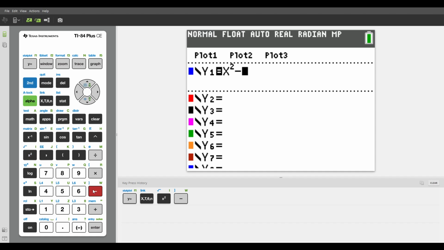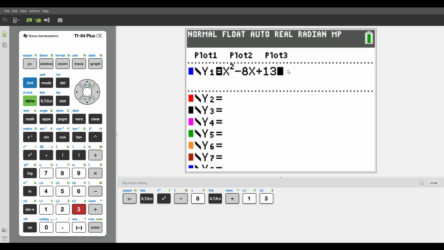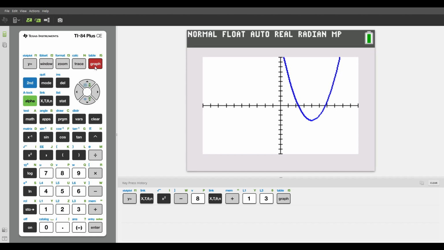Now we need minus 8x plus 13. Alright, so you can see down here on the bottom the sequence of buttons that I've pressed to get to this point. So now that we have this equation in here, let's see a picture of it. Let's graph it. The top right button on our calculator will graph this.